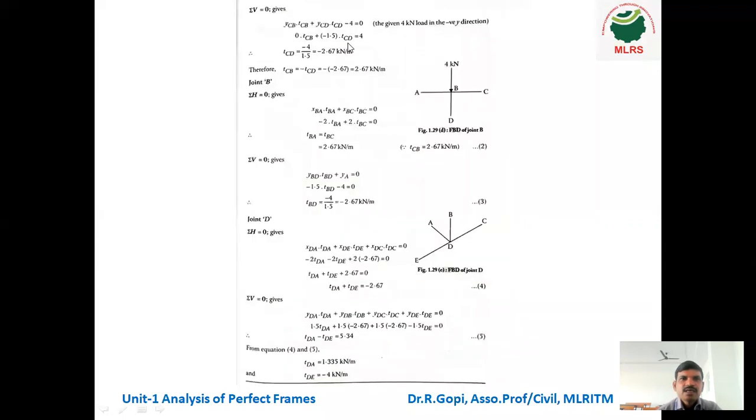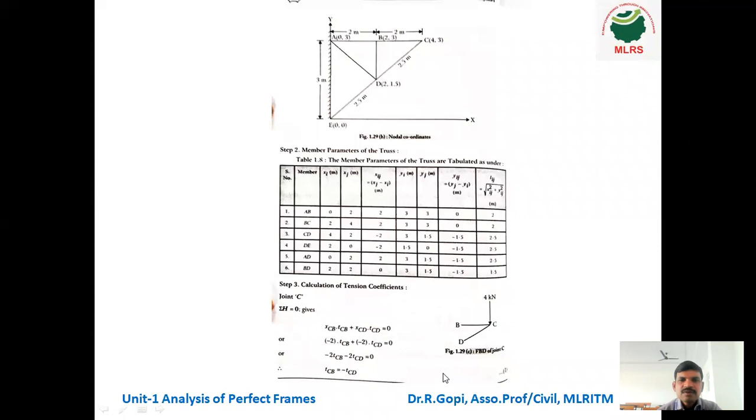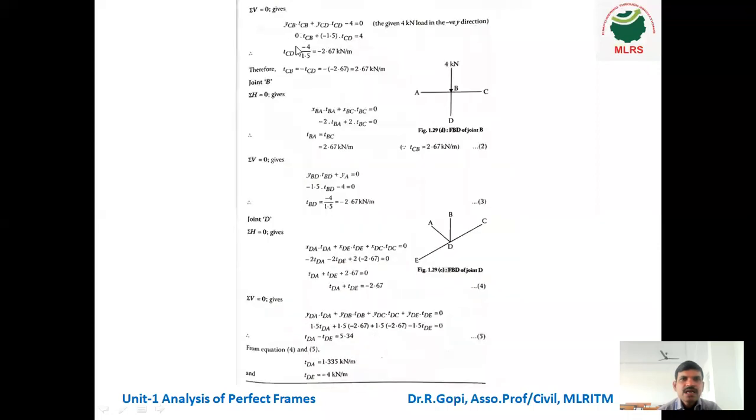1.5. Okay, so it's acting downward. You can see here from this joint, upward is plus, downward is minus. The CD member is acting downward, so minus. Therefore, YCP value 0, TCB into YCB plus YCD is minus 1.5 into TCD. This minus 4 comes to this side, means plus 4.